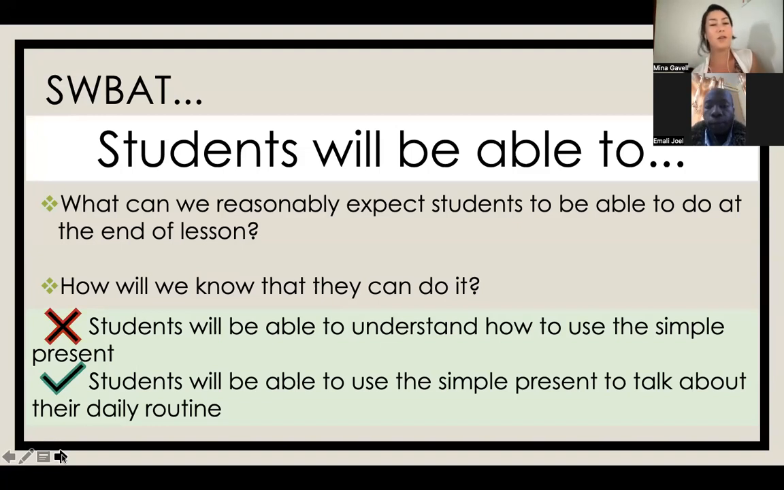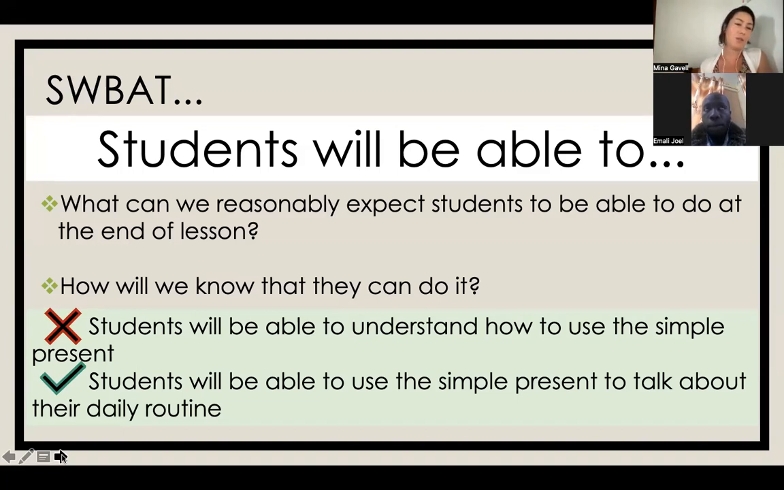The first one, students will be able to understand how to use the simple present, is not really a good objective. I want students to be able to understand how to use the simple present, but first of all, I want them to do more than understand. I want them to be able to use it, not just understand it. And also, I can't really be sure if they understand it unless I have them do something else.